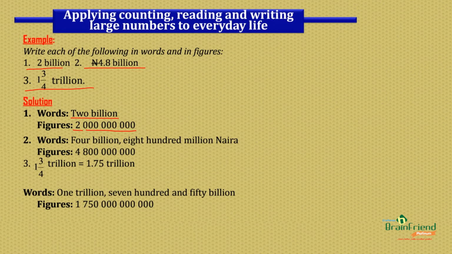For the second question, 4.8 billion. In words, we have 4 billion 800 million naira. And in figures, we have 4 and 800 million. One whole number 3/4 can be written as 1.75. So, one whole number 3/4 trillion is the same as 1.75 trillion. In words, we have 1,750 billion. And in figures, we have 1, 750, and then 9 zeros.